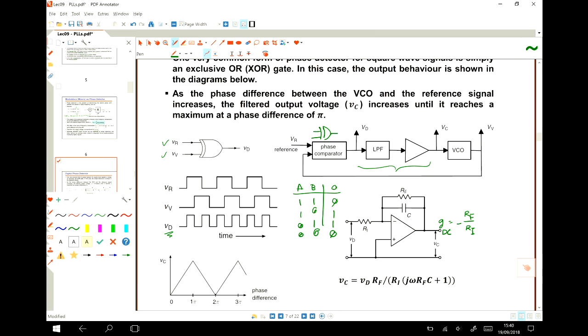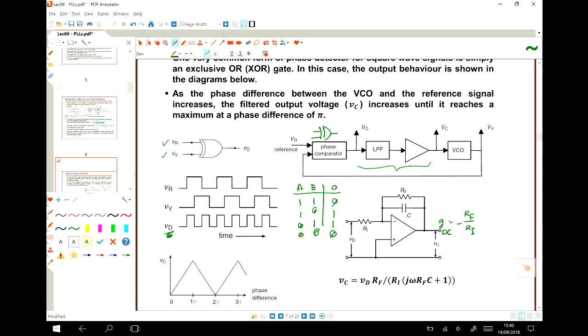And by playing with these two, we can change the gain, and also by changing the value of the C, we can change the bandwidth of this filter. We can play with the bandwidth and gain with the three components. Okay? So if we apply this signal into this filter, then the output will be like this ramp.